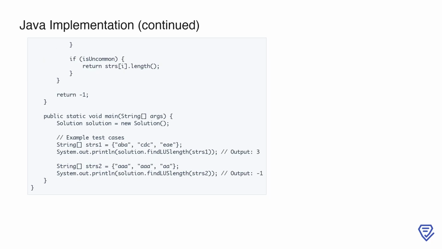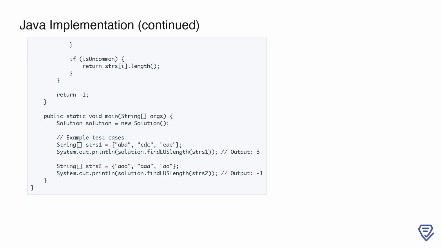If the isUncommon flag remains true after the inner loop, it means the current string is not a subsequence of any other string in the array. In this case, we return its length as the longest uncommon subsequence length. If no such string is found after checking all the strings, we return -1 to indicate that there is no uncommon subsequence. Finally, the main method is provided to test the implementation with example test cases.